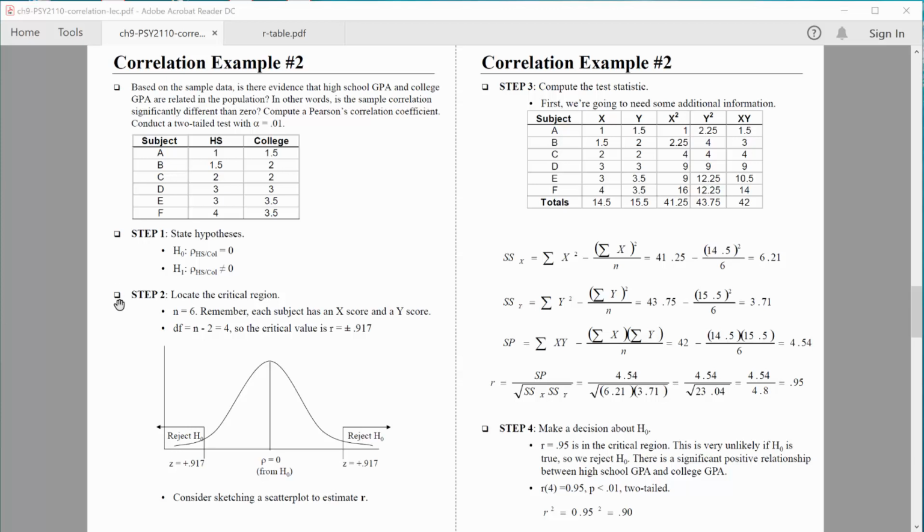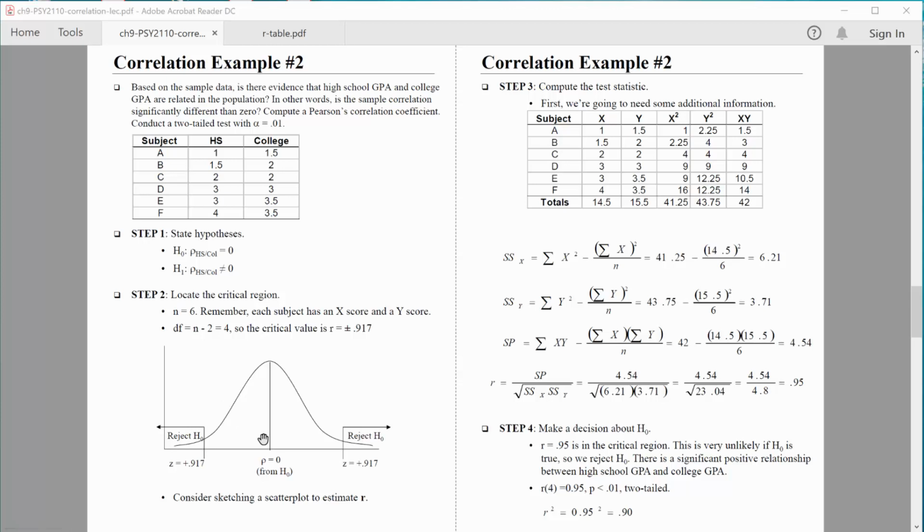Let's move on to step 2. In step 2, we need to locate the critical regions. We're doing a two-tailed test, so we have a critical region on the left and on the right side of that distribution. So let's go ahead and sketch a distribution. This is a distribution of all possible sample correlations. Remember, we always create this based on the null hypothesis being true, and the null hypothesis states that the population correlation between those two variables is 0.